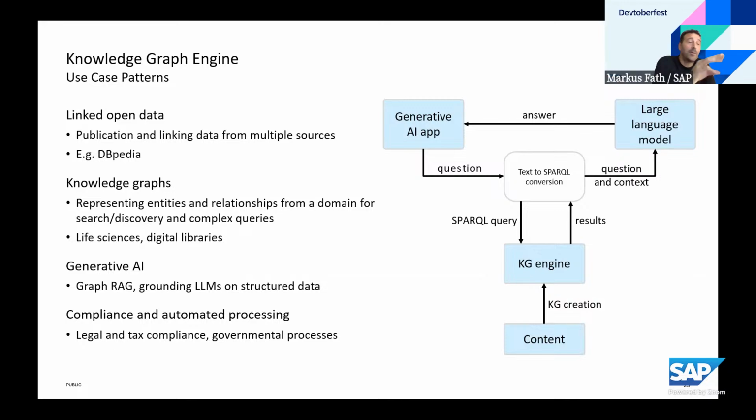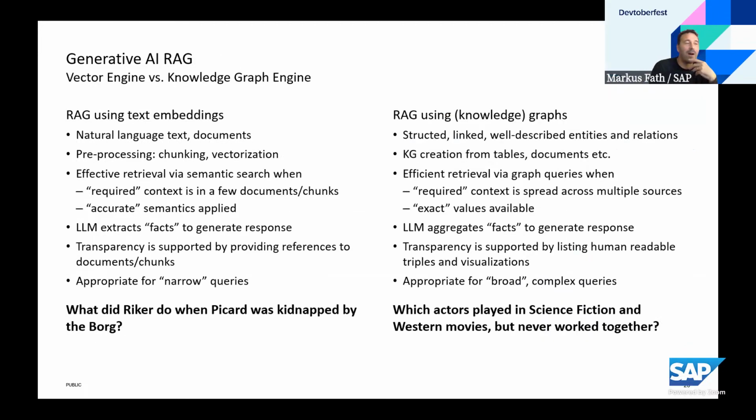Now, I already mentioned that there is RAG, retrieval augmented generation. You can do it on natural language text using text embeddings, and you can do it on more structured data using knowledge graph technologies. So you may ask, how do the two relate, and which one is better? So I tried to come up with a little bit of an explanation of when to use what.